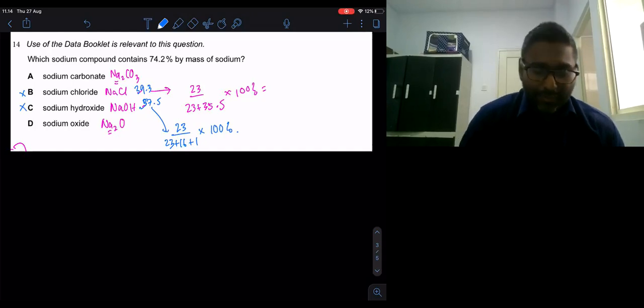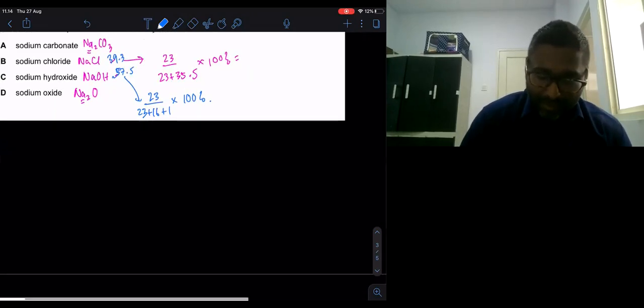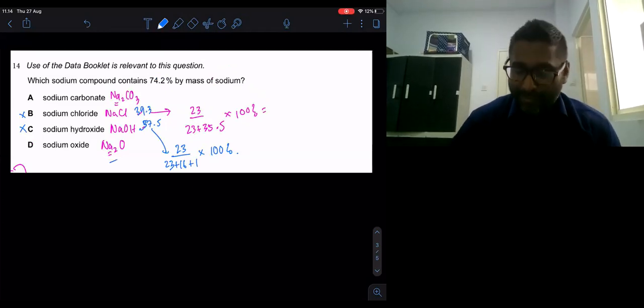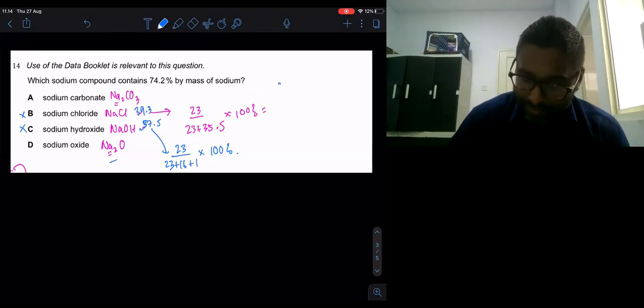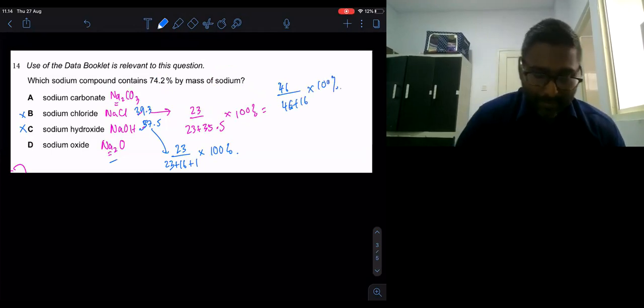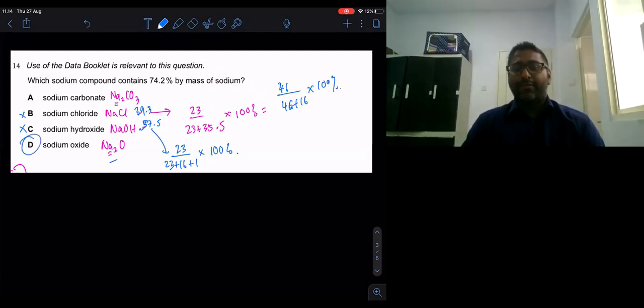So what you need to do, you don't have any other option. You have to select this one then. Just try, because we want it to be fast. So 2 times 23 is 46. Divide by 46 plus 16 times 100%. 74.2. Yeah, D will be the answer.